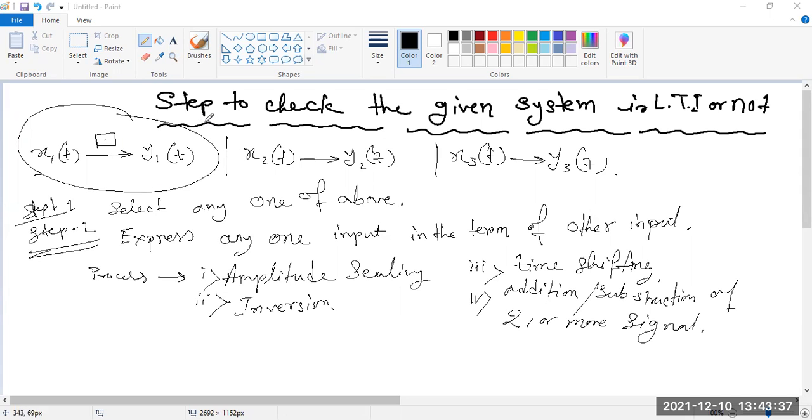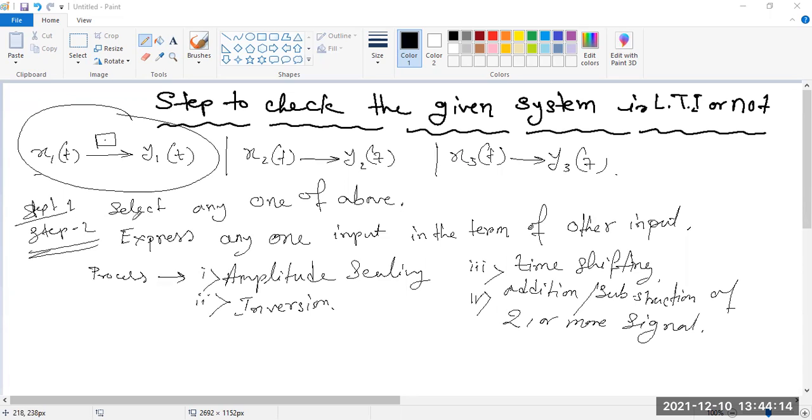Guys, you can see this is a step to check whether the given system is LTI or not. In this system, there is an input x1(t) and its output is y1(t). Just like this, x2(t) has output y2(t), and x3(t) has output y3(t). So each input will yield a corresponding output. Now we can check. How could I check?